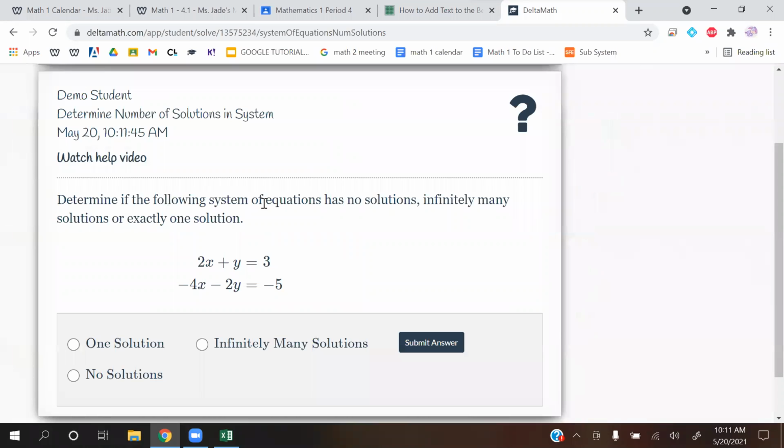Okay, determine if the following system of equations has no solutions, infinitely many solutions, or exactly one solution. So essentially you're just going to solve for x or solve for y, and no solutions would be if it tells you a lie, like it says something like 3 equals 4 or 5 equals negative 1. Like it says something that just doesn't make any sense, like 0 equals 2. That's like a straight up lie. That would be the no solutions.